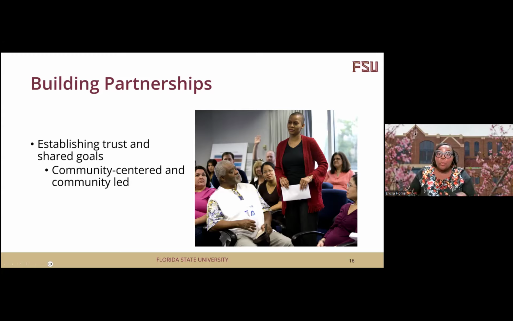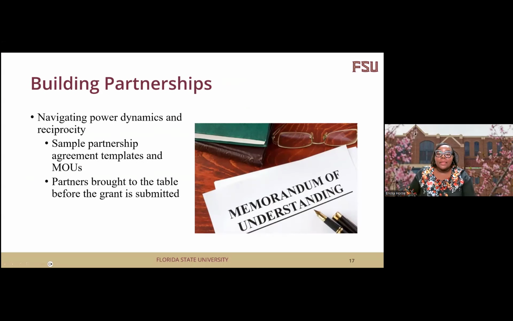And then you ask them what may be missing. What gaps do you see? What are we not covering? Getting their voice is key, and then actually implementing what they are mentioning when you have those conversations. And the last way is navigating those power dynamics and reciprocity. So some things that can be helpful are having sample MOUs or agreement templates.